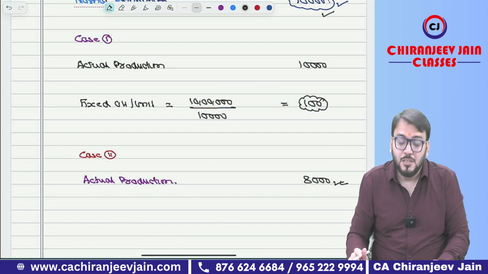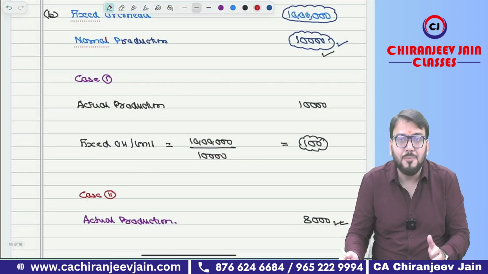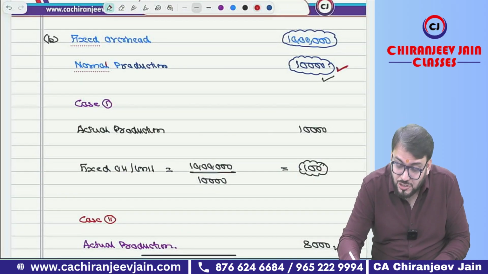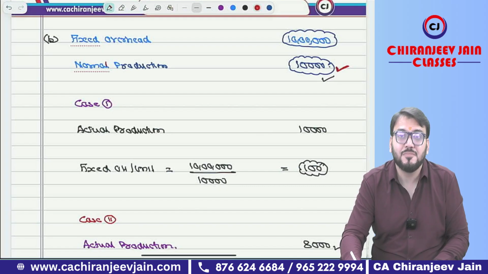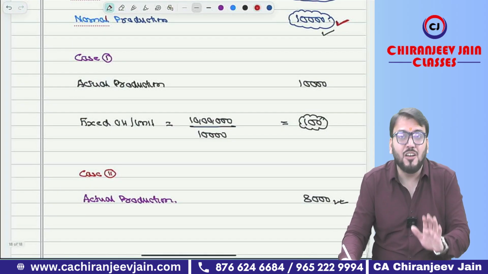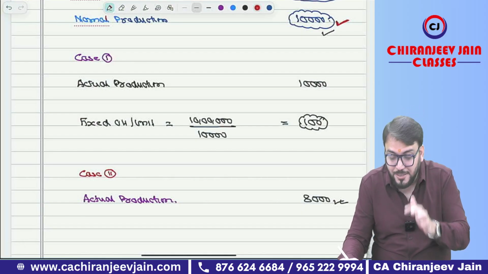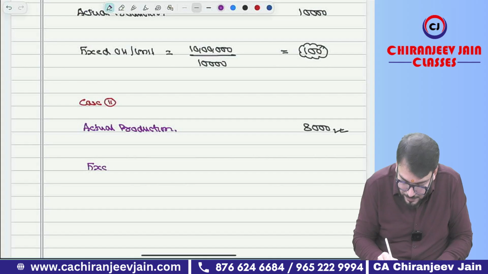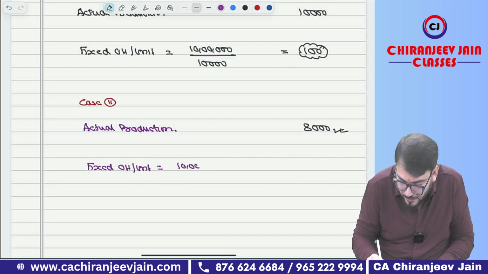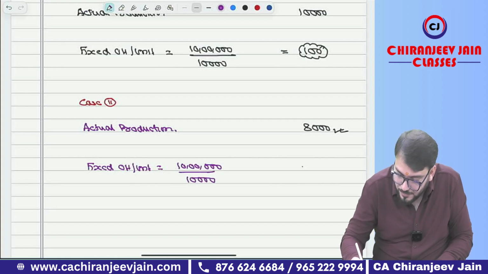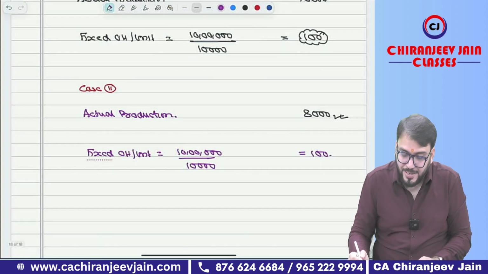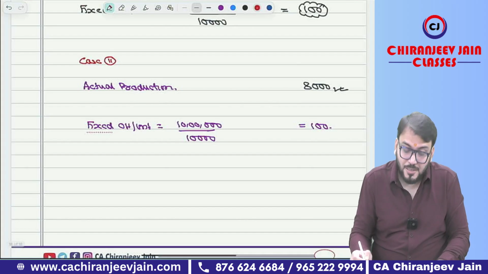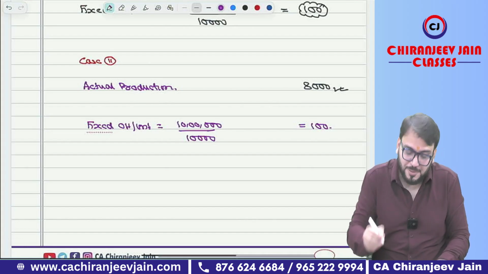Because of this reason. So in this case, we will divide by what? 10,000 only, because you should produce 10,000 and you have actually produced 8,000. It makes no sense to divide by that. So fixed overhead per unit will be 10 lakh divided by 10,000, which is equal to 100. Correct? Means how much is included in the cost price of inventory?